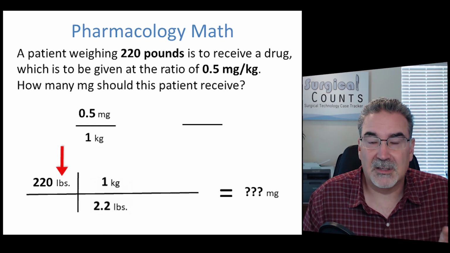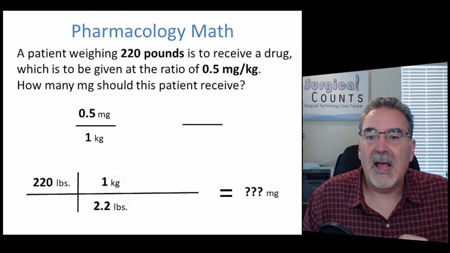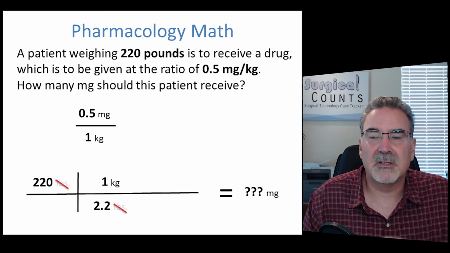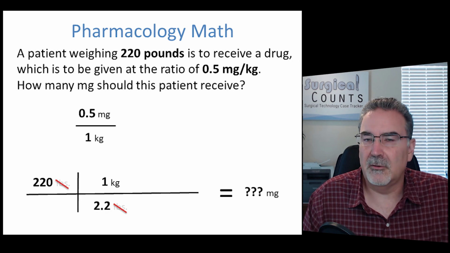Well, we have pounds at the top. We want pounds on the bottom. So we're going to write it as 1 kilogram over 2.2 pounds. And when we do, we can cancel out the pounds and we're left with kilograms. Now, kilograms still doesn't equal milligrams, so we have to do a conversion.